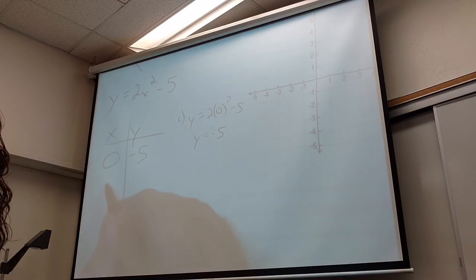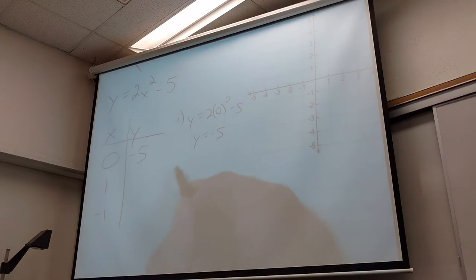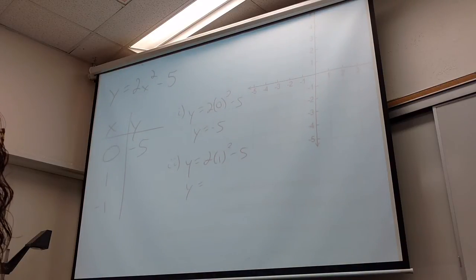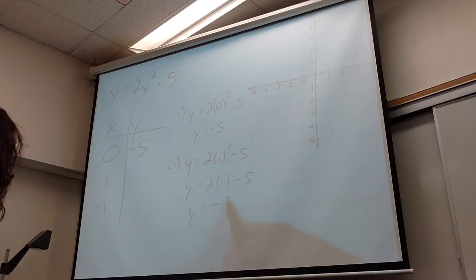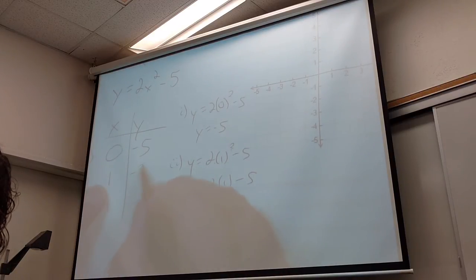What's another good one to plug in? 0 for y? Yeah, 0 for y would be a little bit freaky. We're just going to stick with x. Let's put in a 1 and a negative 1. So what happens when you put a 1 in? 2 times 1 squared minus 5. Again, order of operations saves you. This is not 4. This is 2 times 1 squared. What's 1 squared? 1. 2 times 1 is 2, minus 5 is? Negative 3. How we doing? So when I plug an x of 1 in, I get a y of negative 3 out.